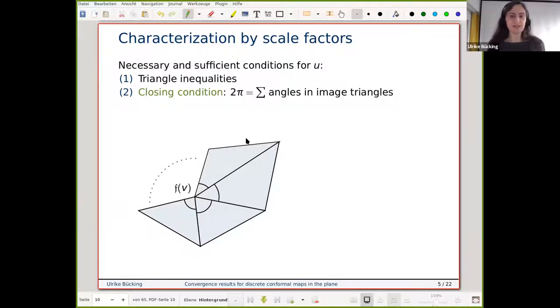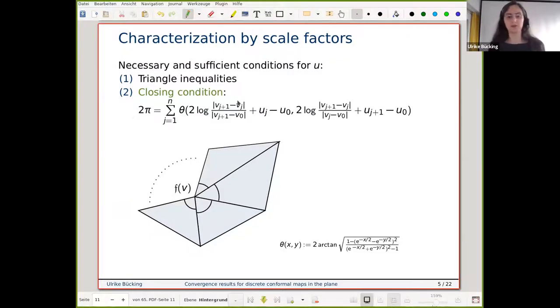Now, as I told you, I want these angles in the image triangle to sum up to 2 pi. And now what's nice for me, because I want to study the function later on and prove approximation results, is that there is, of course, an analytic expression for all these angles in the triangles given the edge length, and we can use this later on.